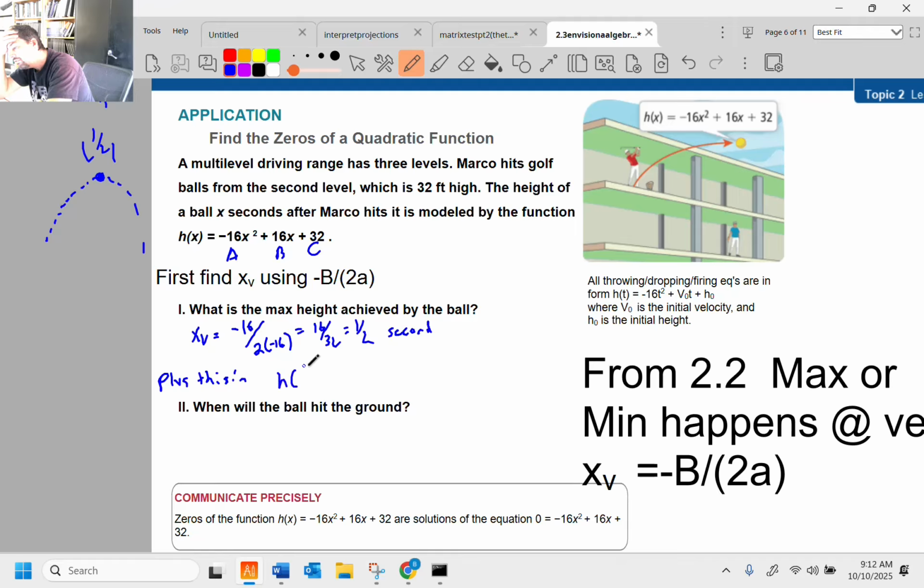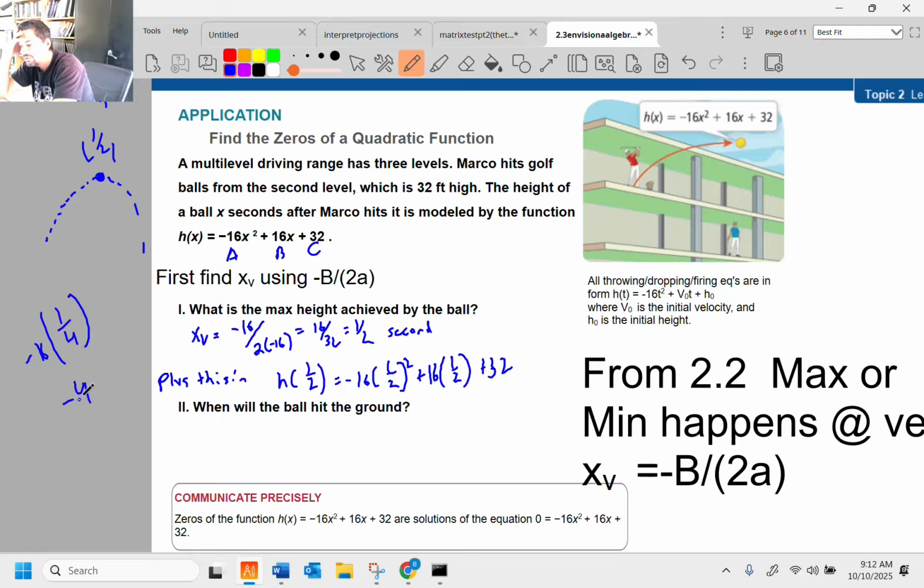So the height after a half a second has passed is negative 16 times a half squared plus 16 times a half plus 32. If I take a half and square it, I get a quarter. A quarter of 16 is 4. It's negative because it was negative 16. So this is negative 4 plus a half of 16 is 8 plus 32. If I add these together, I get 4, and then I add 32, I get 36, which is kind of disappointing. But a half a second in, the ball is at its maximum height of 36 feet.